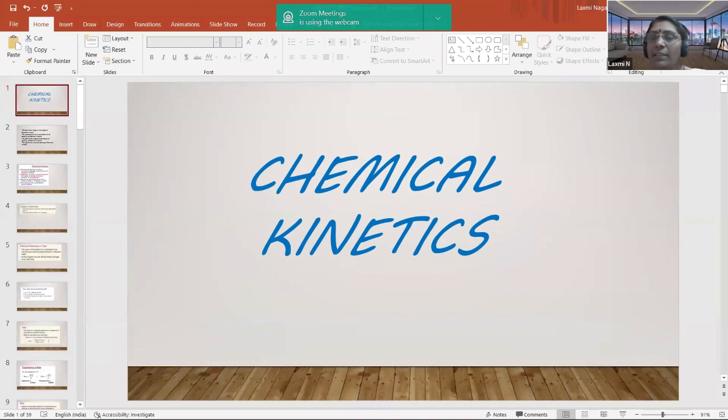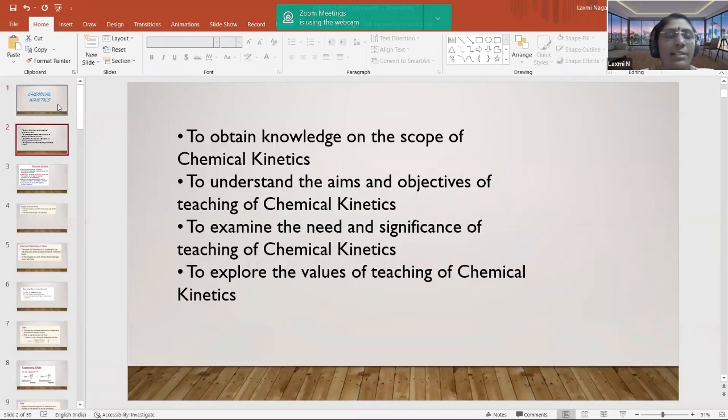Today will be chemical kinetics, and what is the need of studying chemical kinetics? We feel that there are some very important lessons which are withdrawn from the chemistry portions, like the P block is withdrawn. Chemistry portions have come down because of the mere elimination of the P block.